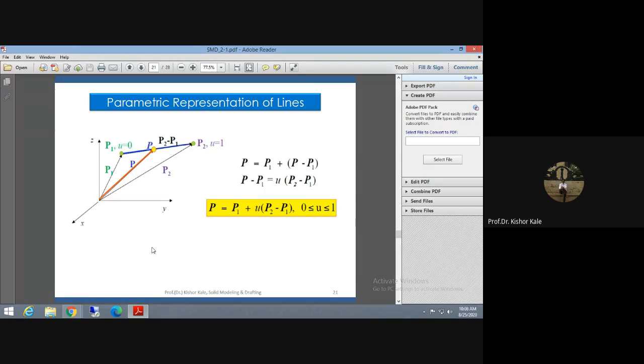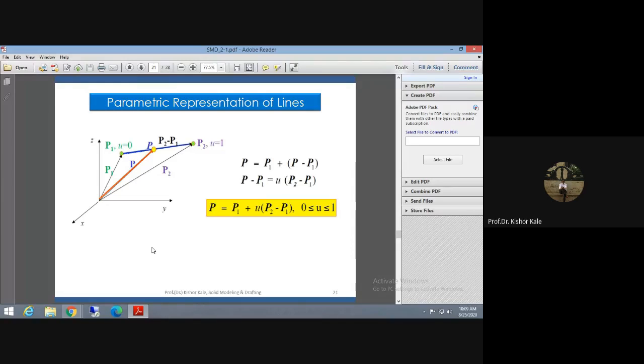Generally you will find that parameters are given by the letter u, or sometimes s, or in some books even t, or sometimes theta. So we write all these x, y coordinates, or if it is a 3D system, then x, y, z coordinates, in terms of that parameter.